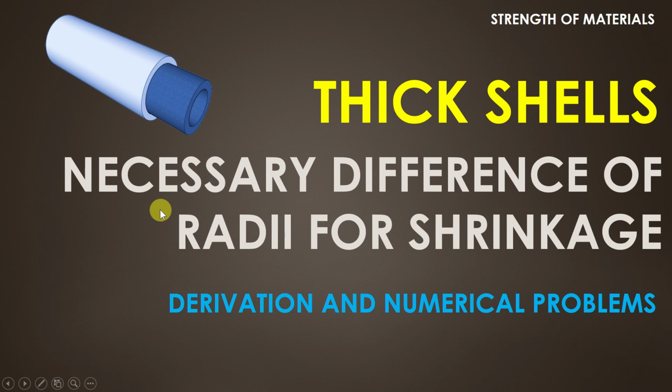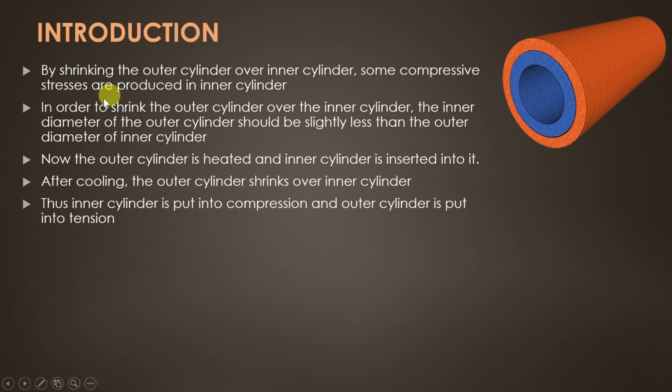Welcome to another new topic, necessary difference in radii for shrinkage. That is actually a continuation of compound cylinders. Let us see exactly what it means. In the introduction, some points we have already seen in the previous video. Compound cylinders: by shrinking the outer cylinder over the inner cylinder, some compressive stresses are produced in the inner cylinder.